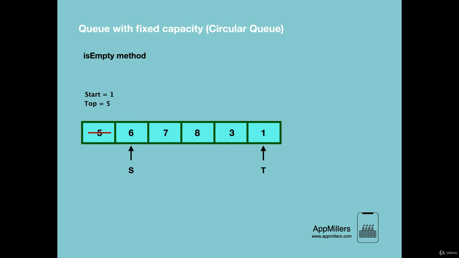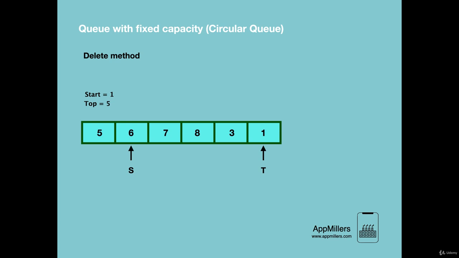Now the next method is empty method. So empty method checks whether this list is empty or not. So if this is empty, it returns true. If this is not empty, it returns false. In this case, it will return false because here we have elements over here. Even though we have one blank cell, it doesn't mean that it's empty.